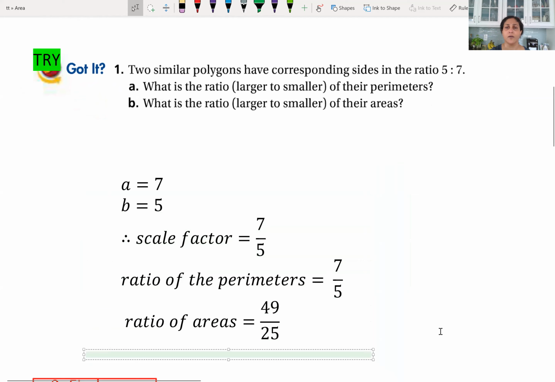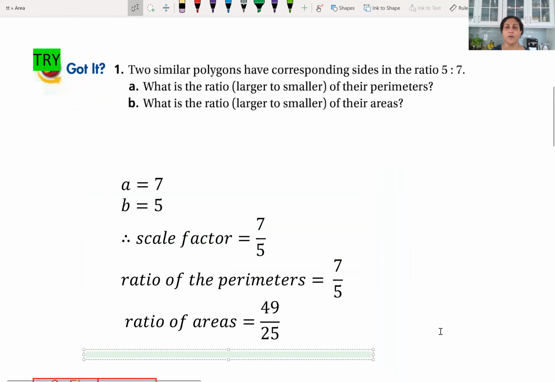So a few things to remember about scale factor and ratios is that these are fractions in lowest terms, and you must compare similar units, so inches to inches or feet to feet, and make sure that your answer has no units or decimals in them. So you cannot have 1.5 over 2.